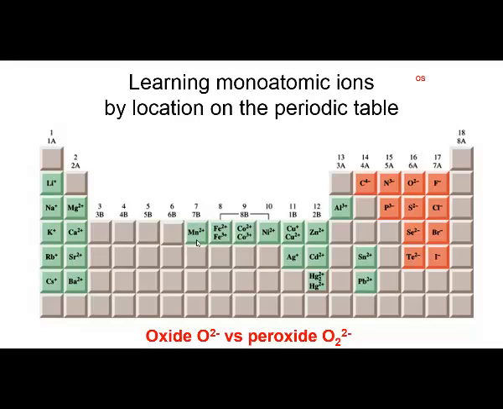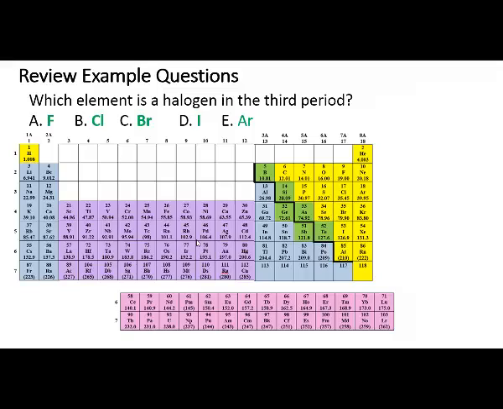We're going to practice a few questions to see if you can read a periodic table with respect to things we might ask you. First of all, here's some of our example questions. The first one is, which element is a halogen in the third period? Okay, so would that be fluorine, chlorine, bromine, iodine, argon? Immediately I can exclude argon, right? Choice E. Argon would be in our last group here. It's a noble gas, so I know it's not argon.